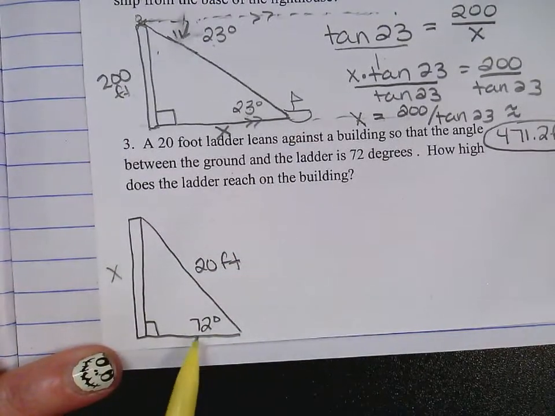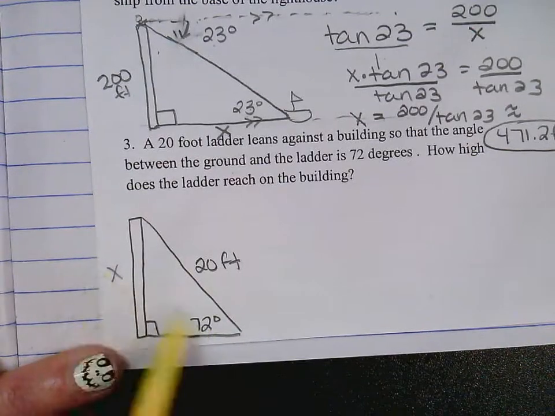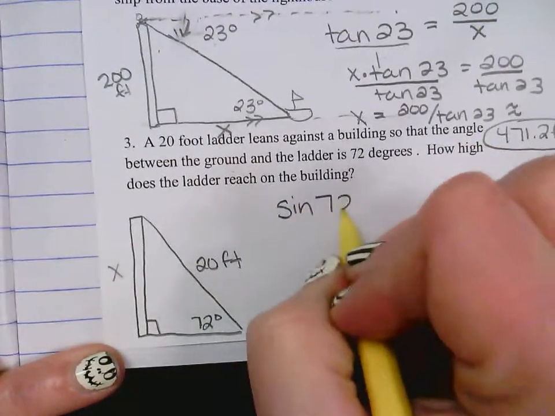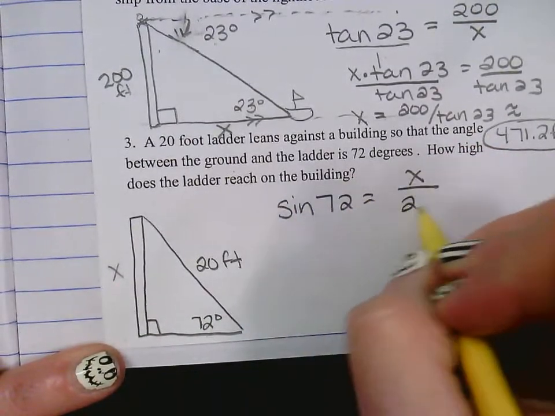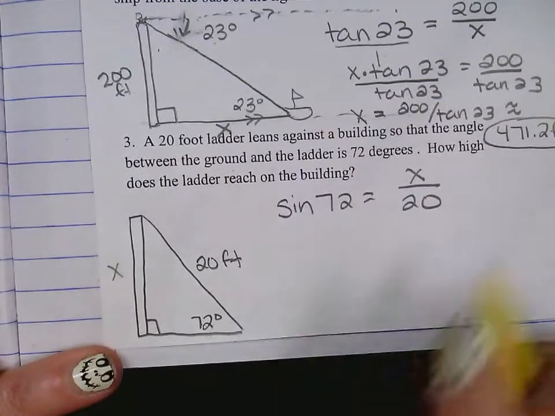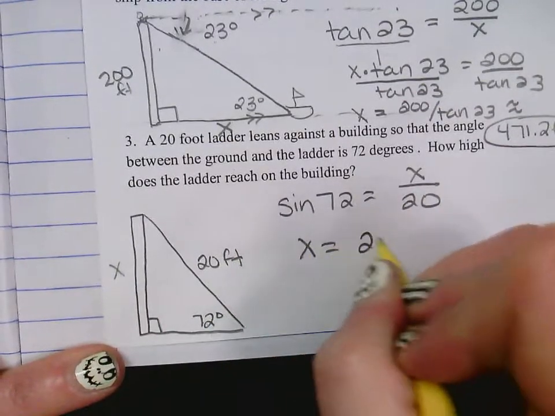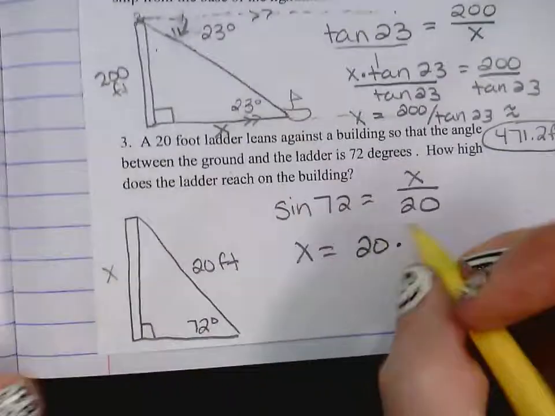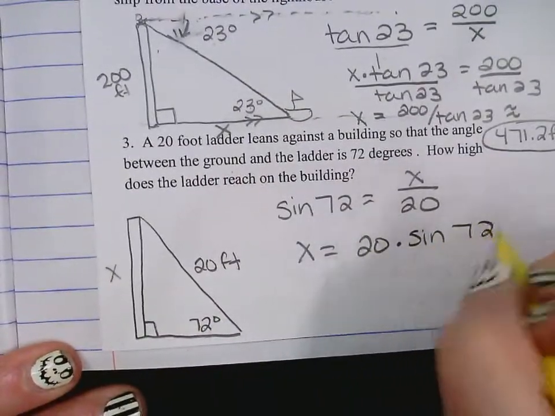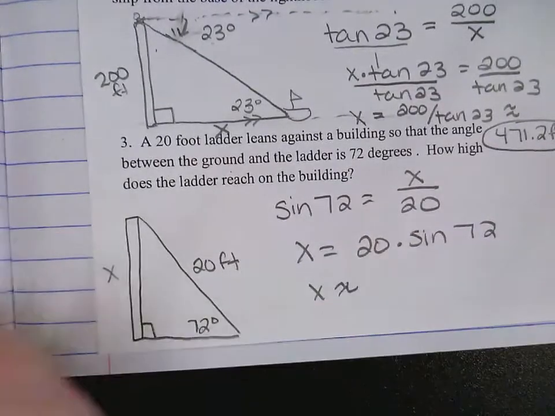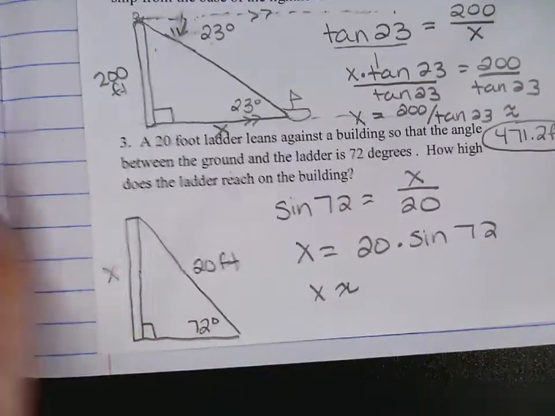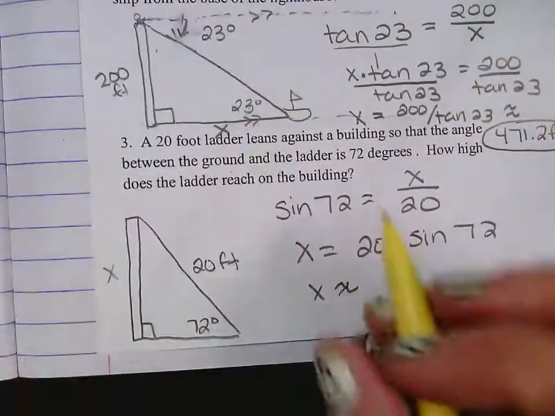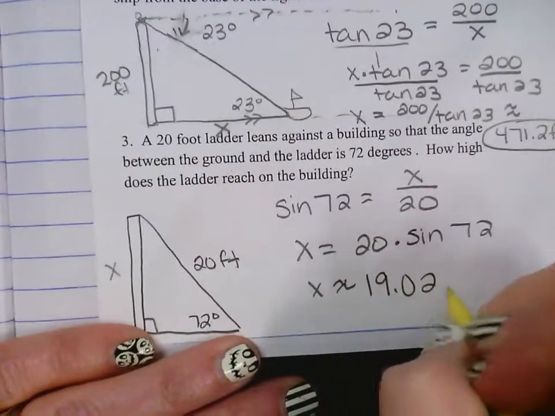All right, so it looks like based on this angle, I'm using the opposite leg and the hypotenuse. So that would be sine. Sine of 72 equals the opposite over the hypotenuse. I'm going to multiply both sides by 20. And I get 20 times sine 72. And 20 times sine 72 is 19.02 feet.